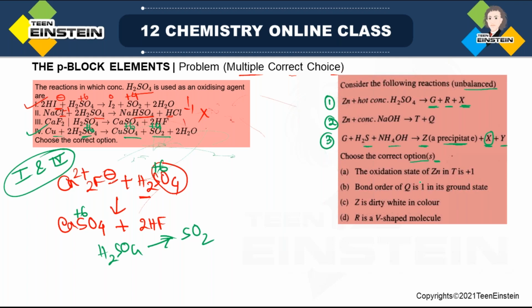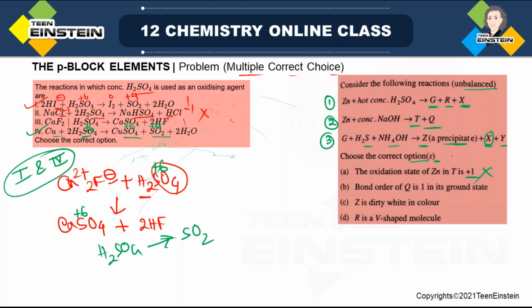The first statement says that the oxidation state of Zn in T, that means in this compound, is +1. But see, it is very easy to understand that even if you do not know what the products T and Q are, you can still answer whether this option is correct or not. Because Zn having oxidation state +1 is highly unlikely. So even if you do not know T, just apply common sense that +1 oxidation state of Zn is not possible. So this statement cannot be correct.